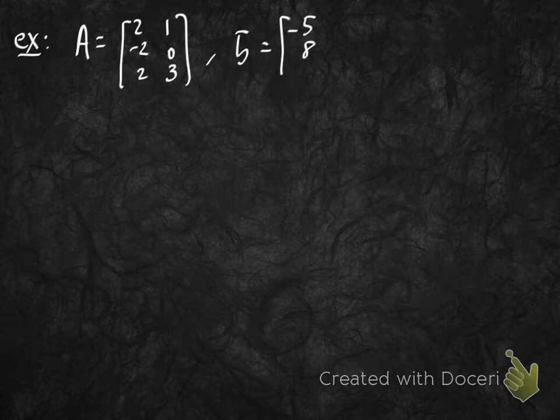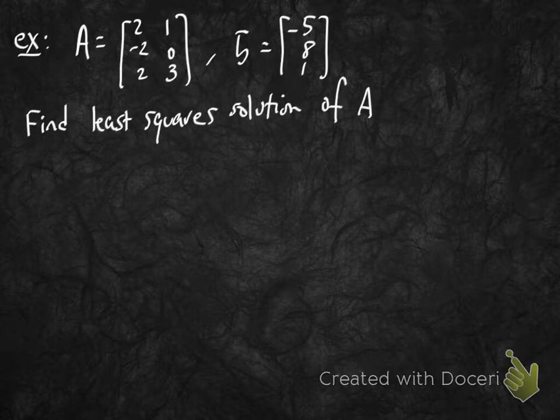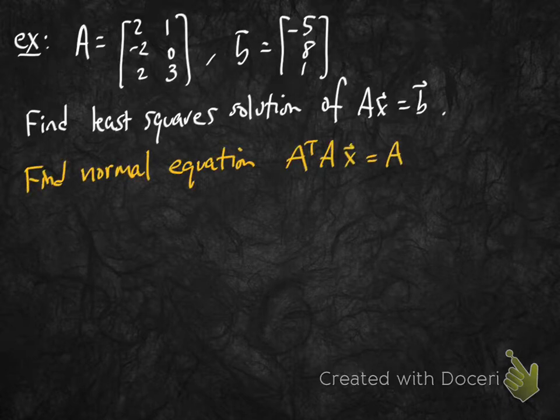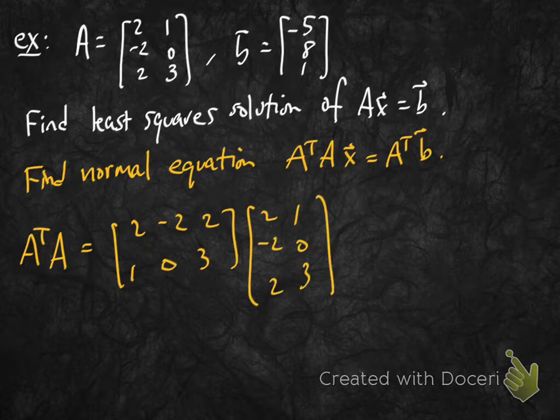So let's take a look at an example. Suppose A is this matrix whose columns are (2, -2, 2) and (1, 0, 3), and b is the column vector (-5, 8, 1). We want to find a least squares solution of Ax equals b. So we need to find the normal equation, A transpose A x equals A transpose b. That means first compute A transpose A. So A transpose has as rows the columns of the matrix A. Its first row is 2, -2, 2, and second row is 1, 0, 3. And I just take that matrix A transpose and multiply it by A.